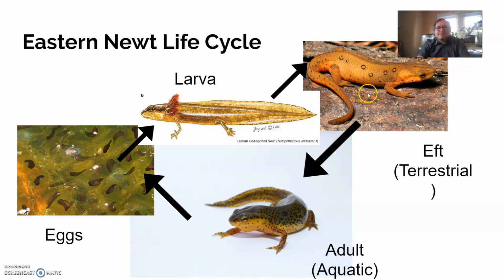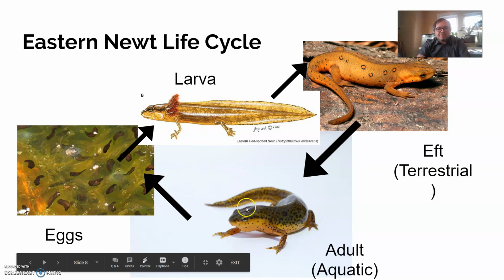And the eft has those strong warning colors in nature, yellow and orange and those kind of bright colors that let predators know, hey, I'm super poisonous. If you eat me, you're probably going to get either really sick or die. But then when they become adults, they're aquatic again, and they have these darker colors that help them blend in.